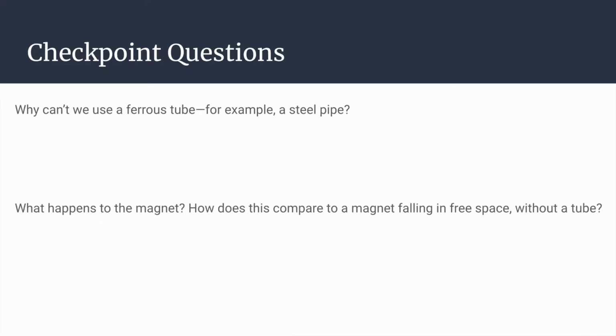For the checkpoint questions: why can't we use a ferrous tube, for example, a steel pipe? This is because the ferrous tube contains iron, and iron has magnetic properties, so if a magnetic field from the iron had been induced, it would have interfered with the falling magnet, thus skewing our data. What happens to the magnet? How does this compare to a magnet falling in free space without a tube? The magnet falls through the aluminum tube slower than it would in free space, as there is an upward magnetic force acting on it due to the induced current in the aluminum tube.